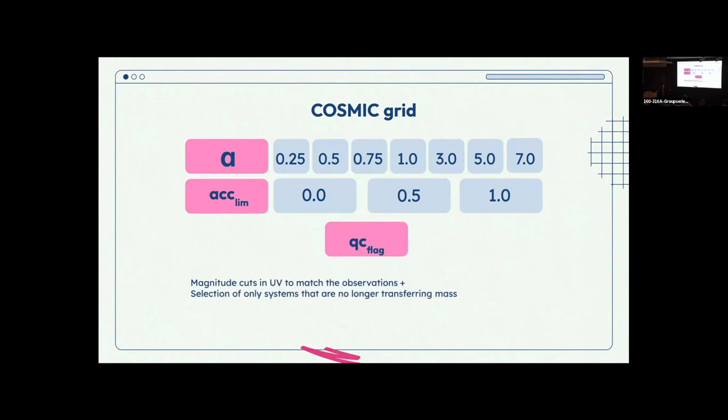Okay, and we're also making sure to make UV cuts in magnitude because we really want to see in our simulations what we would actually observe with GALEX and with Gaia and with APOGEE. So we're not looking at systems that are not going to be in the data anyway. And we're also doing a selection cut that we actually only realized yesterday. So these results are very new.